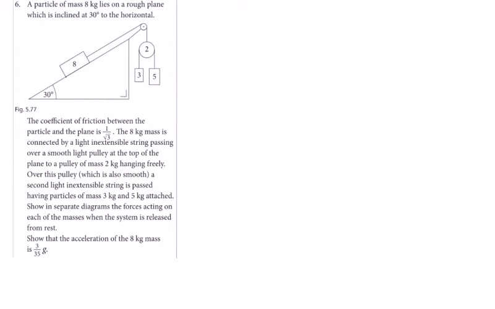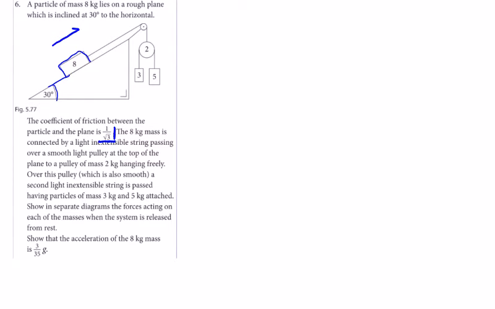A particle of mass 8 lies on a rough plane. So we have some friction involved here. We have an angle of 30. We have our friction given to us here, 1 over root 3. And we have our light inextensible string passing over a smooth pulley at the top.